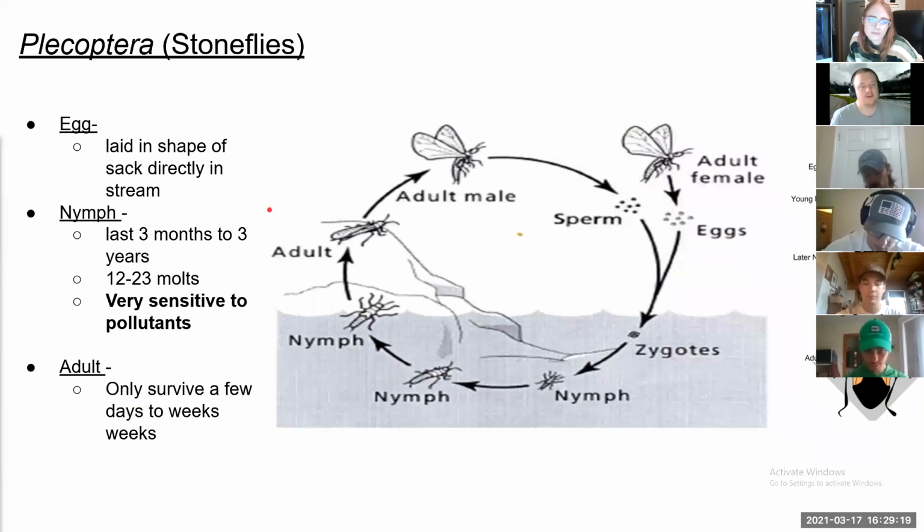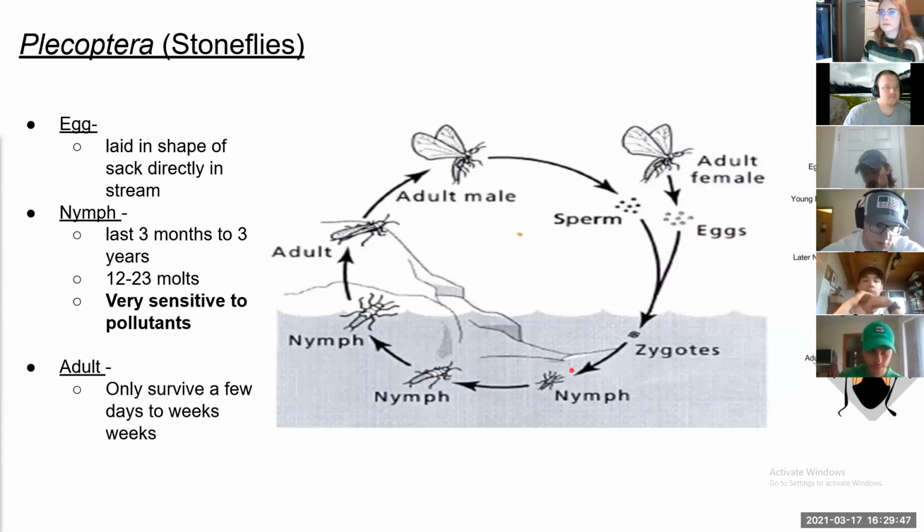So again, these exhibit the incomplete metamorphosis, much like the mayflies. However, they do lack that subimago stage. So the eggs are laid by the female directly into the stream, but in a sort of sac this time. Then it'll live as a nymph. It'll last anywhere, depending on species, from 3 months to 3 years. It'll molt around 12 to 23 times, increasing in size. And again, during this stage, it's very sensitive to pollutants.